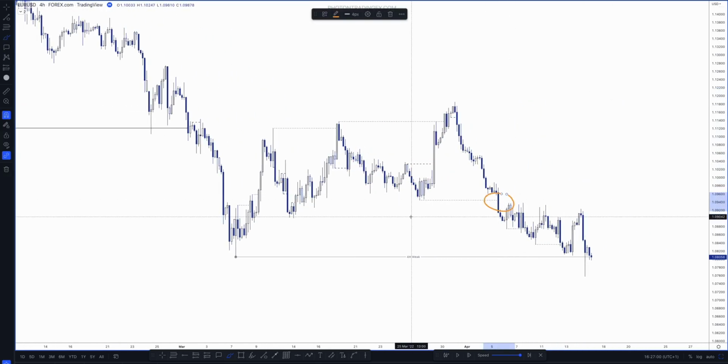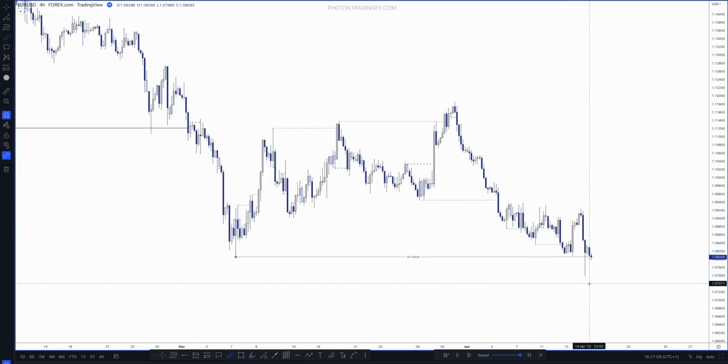And then after we get that, for the most part, it's usually pretty impulsive to take out the low in most cases. And this is where these internal ranges hold, right, until it takes out the swing low. Cool, okay.